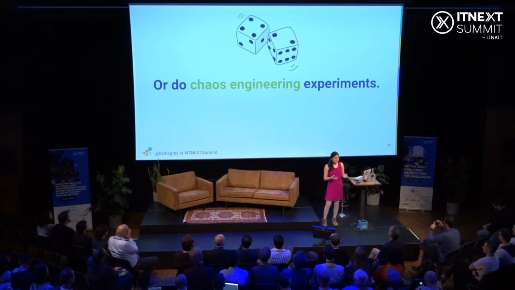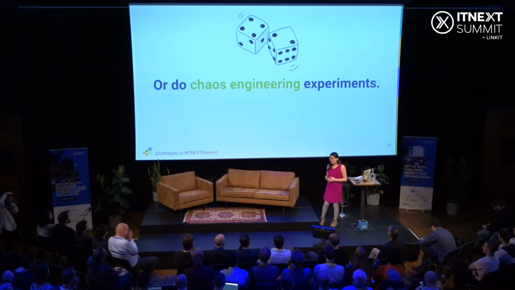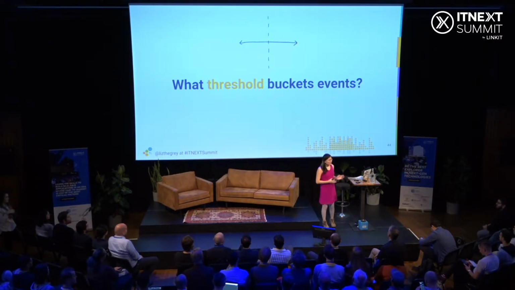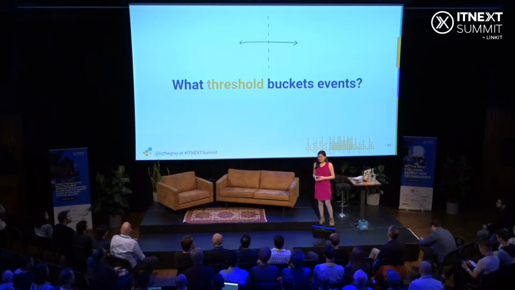You can say, what happens if I inflate the average latency of my service from 50 milliseconds to 300 milliseconds? Do people start complaining? That's a useful touch point for knowing what fast enough means to your customers. So speaking of fast enough, in addition to just not serving errors, we may want to know what is fast enough to our customers. What thresholds bucket an event into a good event or a bad event?